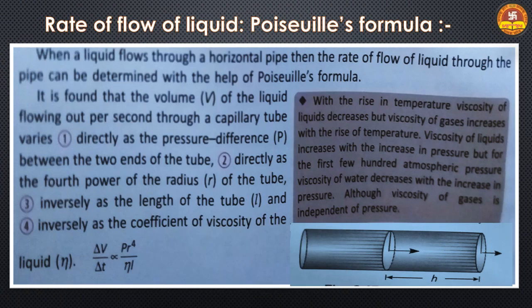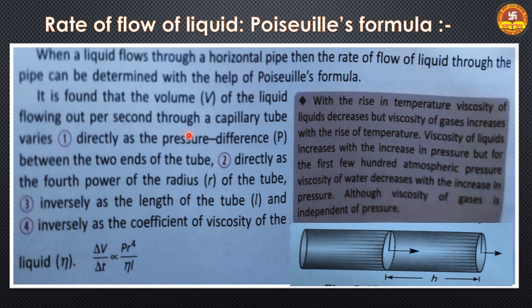The next topic is rate of flow of liquid. When a liquid flows through a horizontal pipe, the rate of flow of liquid through this pipe can be determined with the help of Poiseuille's formula. It has been found that the volume of the liquid flowing out per second through a capillary tube varies directly as the pressure difference, P, between the two ends of the tube. So this is the tube. Let the pressure difference between these two points be P.